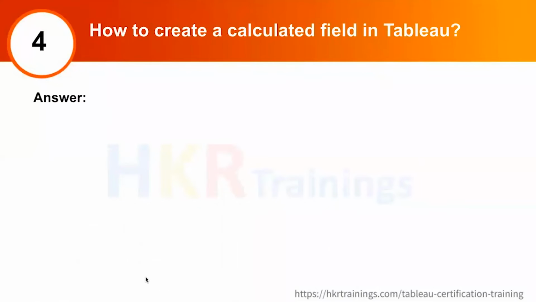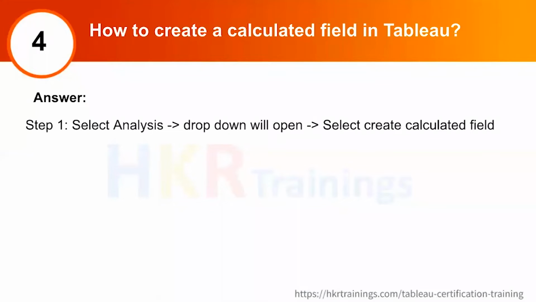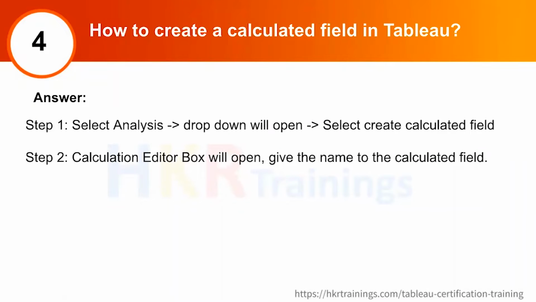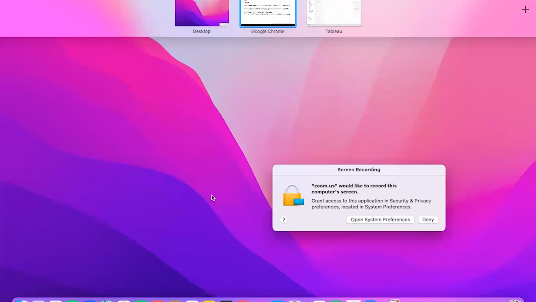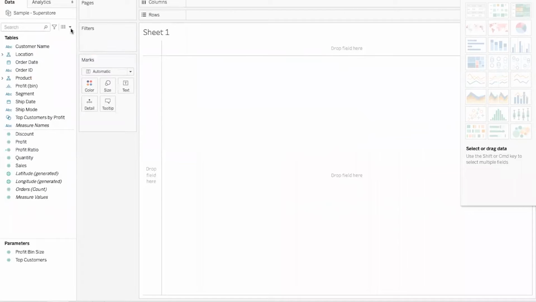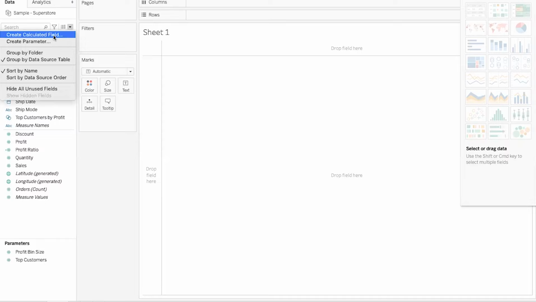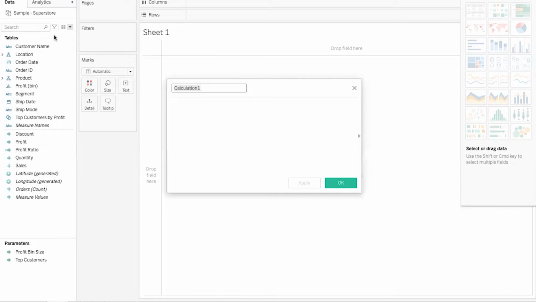Okay, let's move to another topic. What are calculated fields? Suppose we want to create a calculation of profit divided by sales. You have a facility in Tableau to create these custom calculations. For that, I will try to explain it over the tool itself. Just click on this arrow. There is an option called create calculated field. Just click on that one.